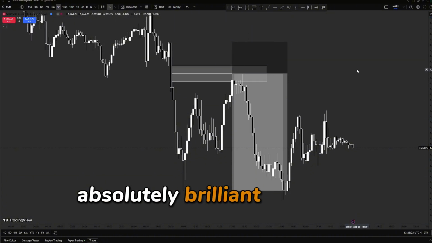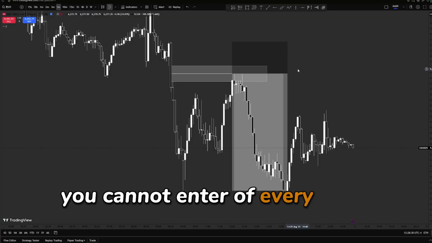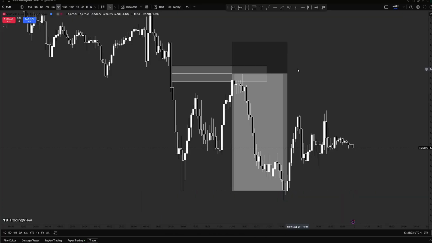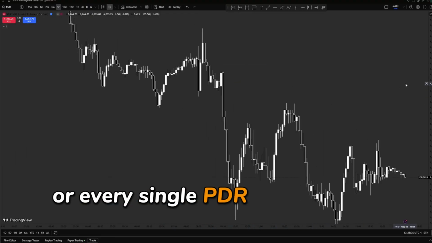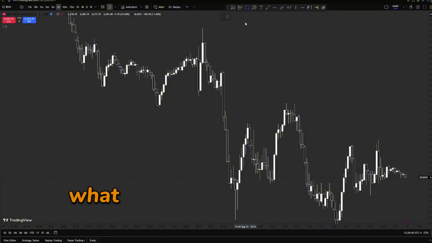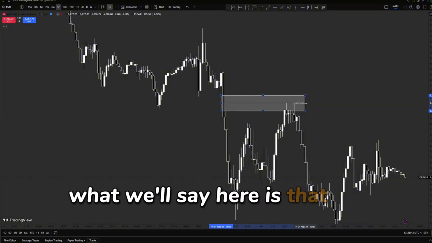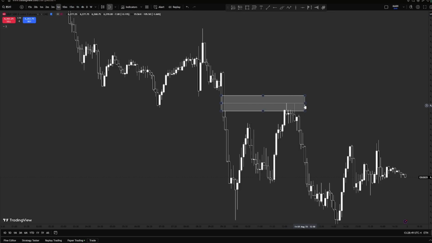Absolutely brilliant. This trade would have hit. But I will say this: you cannot enter off every single fair value gap or every single PD array, price delivery array. Because what we'll say here is that this PD array or fair value gap has been respected.